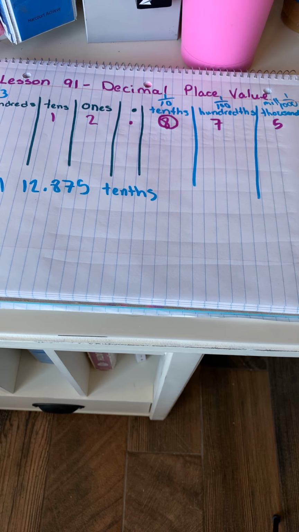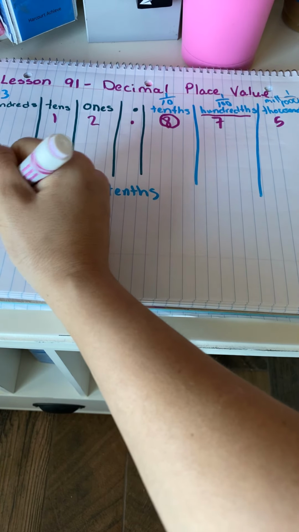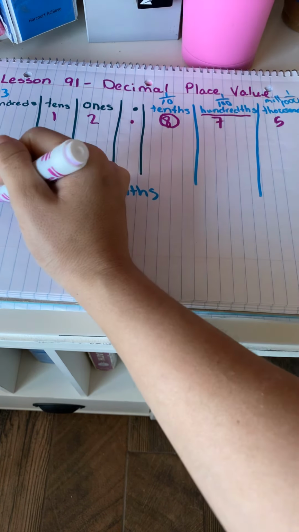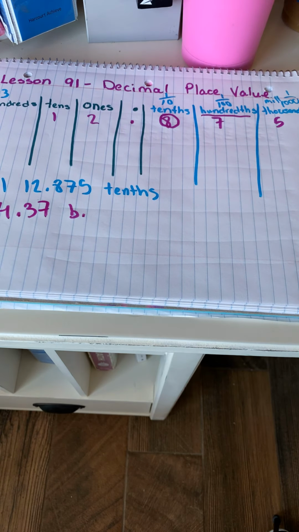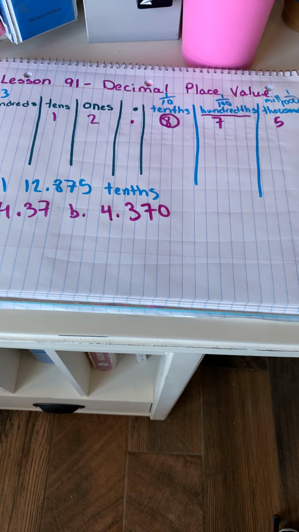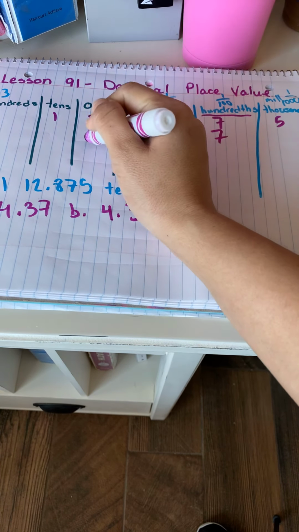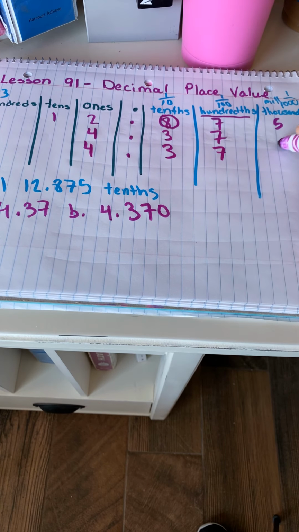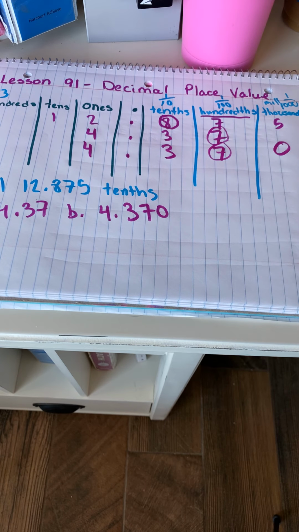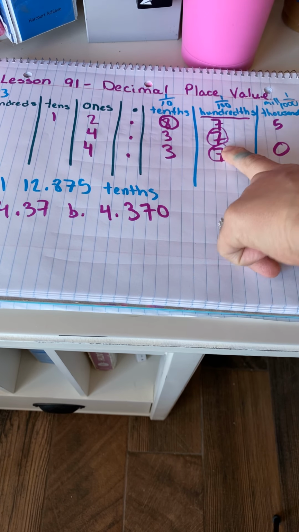Example 2. Which digit is in the hundredths place in each of these two decimal numbers? They're asking for the hundredths place, so there's A and B. For A, we have 4.37. And for B, we have 4.370. So let's write them. 4.37 and 4.370. In the hundredths place, we have 7 and 7 both times. The second place to the right of the decimal point is your hundredths, and so it's 7. Same thing with this one.